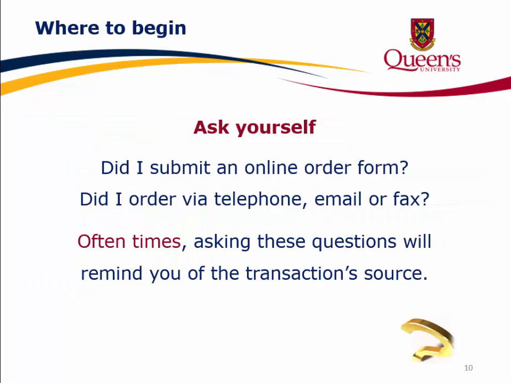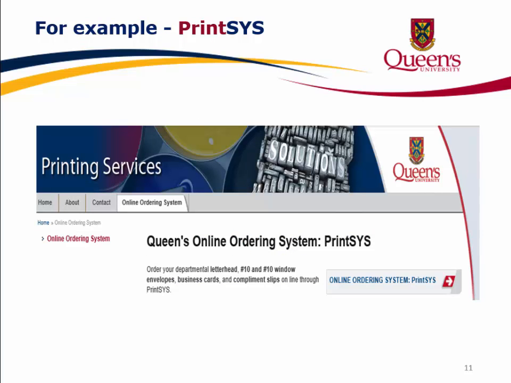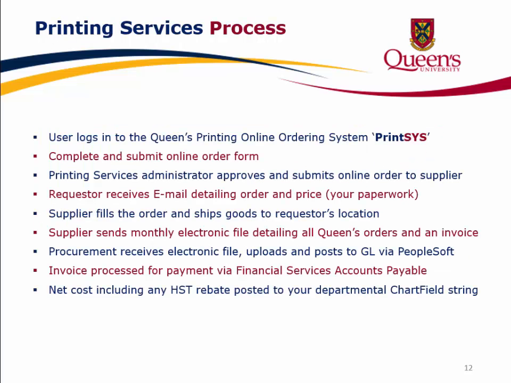Where to begin? Always ask yourself, did I submit an online order form? Did I order by way of telephone, email, or fax? Oftentimes, asking these questions will remind you of the transaction source. For example, PrintSys is a Queen's online order system where your department can order items such as letterhead, envelopes, or business cards. The process will begin with the user logging into the Queen's printing online ordering system called PrintSys.